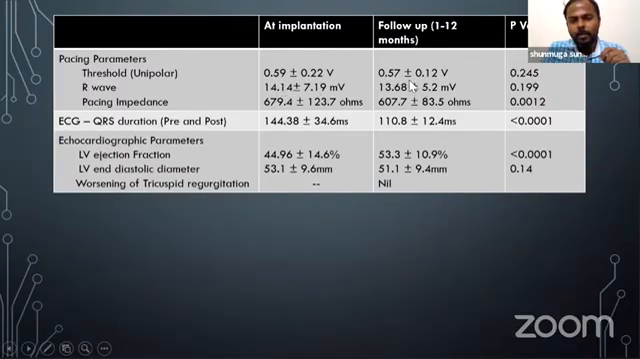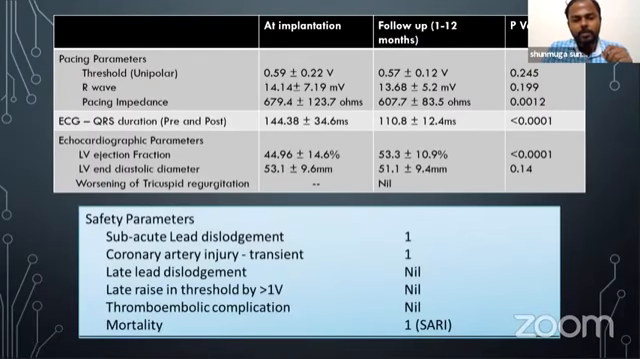The sensed R wave was 14. It remained the same. The impedance had a drop, which is expected. But the most important thing is the paced QRS duration, which was 144 at the baseline, was reduced to 110 after pacing. And the LV ejection fraction improved from 44% to 53% after the procedure. So there are complications. One patient had a subacute lead dislodgement. One had the coronary artery injury, which I showed a couple of slides back. There's one mortality probably related to respiratory illness just before COVID. We don't know whether it was COVID.